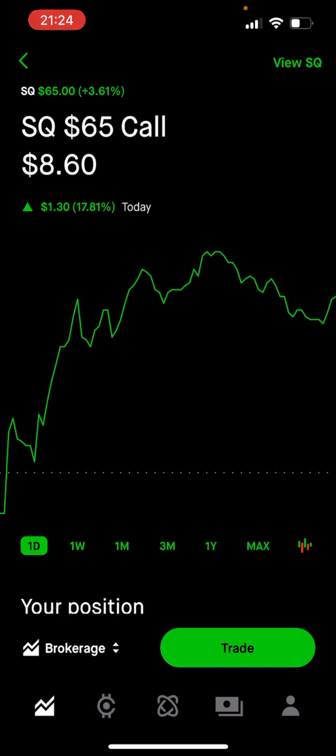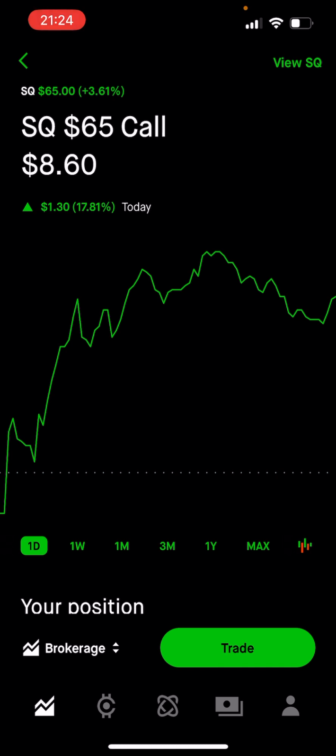So that'd be $6.60 of extrinsic value, and we'd have an intrinsic value of $2 if Square was trading at $67. And the rest of the numbers remain the same. So when you're doing the calculation, if your extrinsic value is around 10% or less of the current contract price, that's when you would consider rolling it.